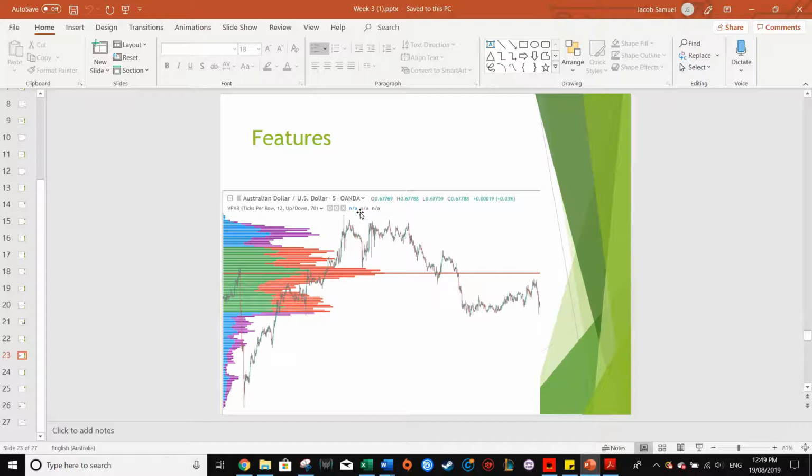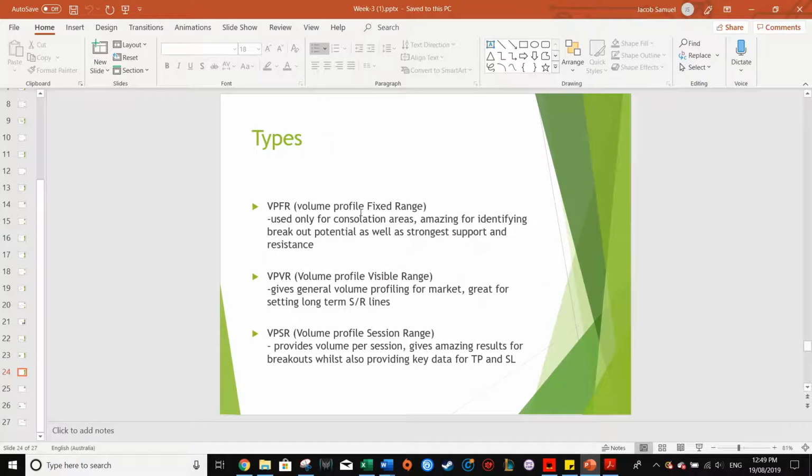Next slide. Now, there are three types of volume profilers. Each one is used in a very specific situation, and it is important that you don't get them mixed up. If you get them mixed up, you will mess up. The first one, VPFR, or Volume Profile Fixed Range. Only used in consolidation periods.